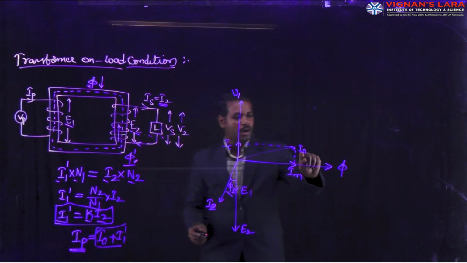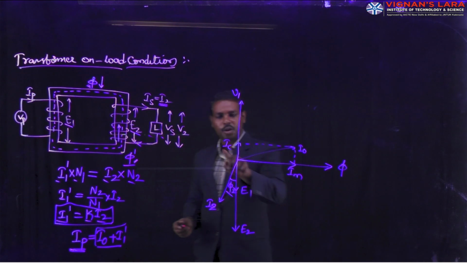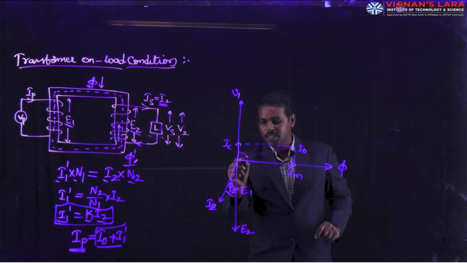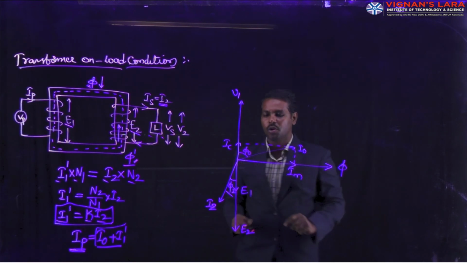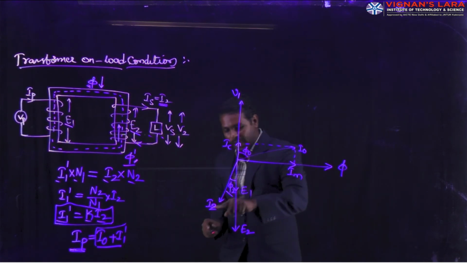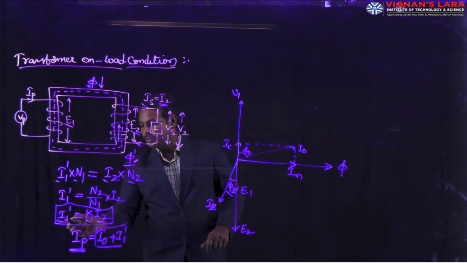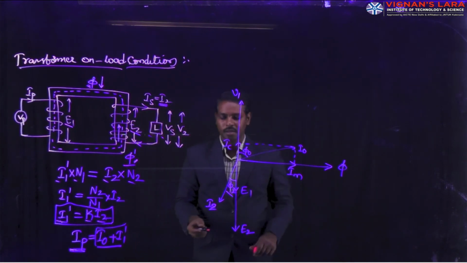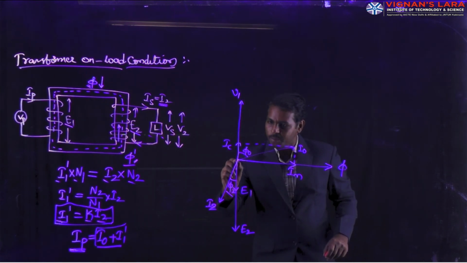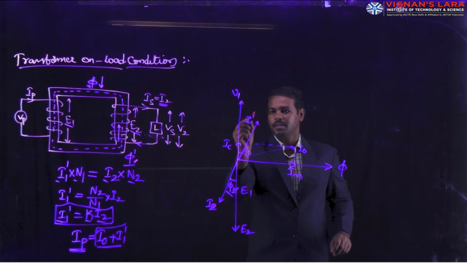I0 is already a known value, which is a combination of two components. One is the magnetizing component, the second is the core loss or working component. The angle between these two is phi naught, the no load power factor angle. Then I2 is known. I2 and I1 dash are in opposite directions with equal magnitudes. Whatever magnitude is represented downward, the same magnitude is represented upward, which is I1 dash.